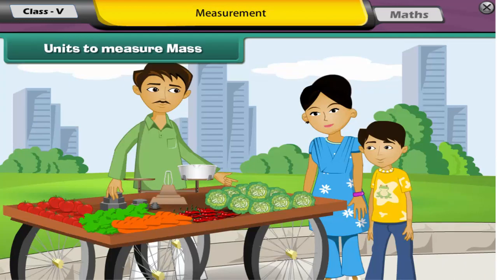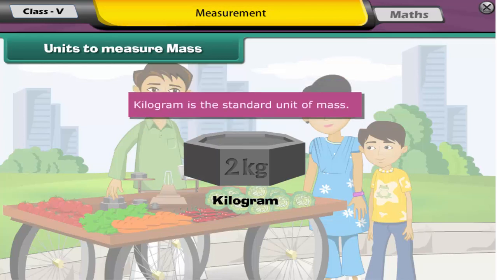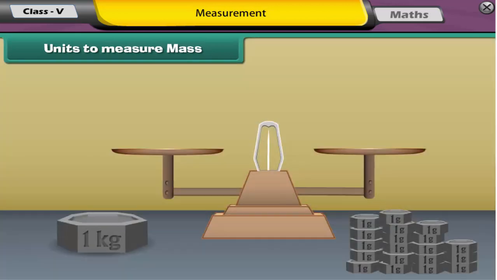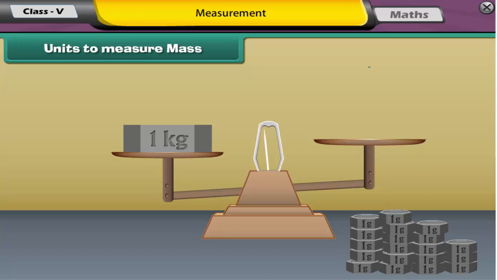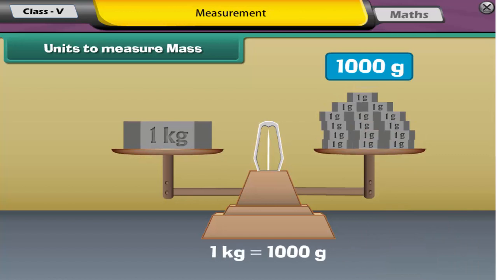You might have gone along with your mother for buying vegetables. You must have heard your mother asking for 1 kilogram cabbage, 5 kilogram potatoes, 100 grams green chili, etc. to the vegetable seller. Kilograms and grams are the two units used for measuring mass of substances, among which kilogram is the standard unit of mass. If 1 kilogram is divided into 1000 parts, then one part is called a gram. This means 1 kilogram is equal to 1000 grams.